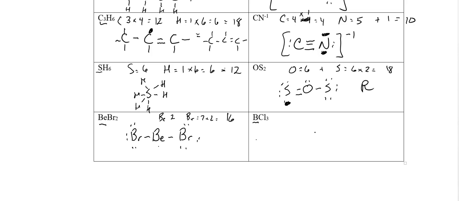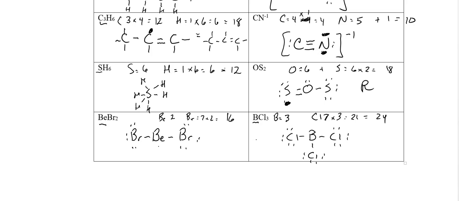Boron, also an exception to the rule, is happy with just 6. So we have 24 electrons to play with. 2, 4, 6, 8, 10, 12, 14, 16, 18, 20, 22, 24, done.